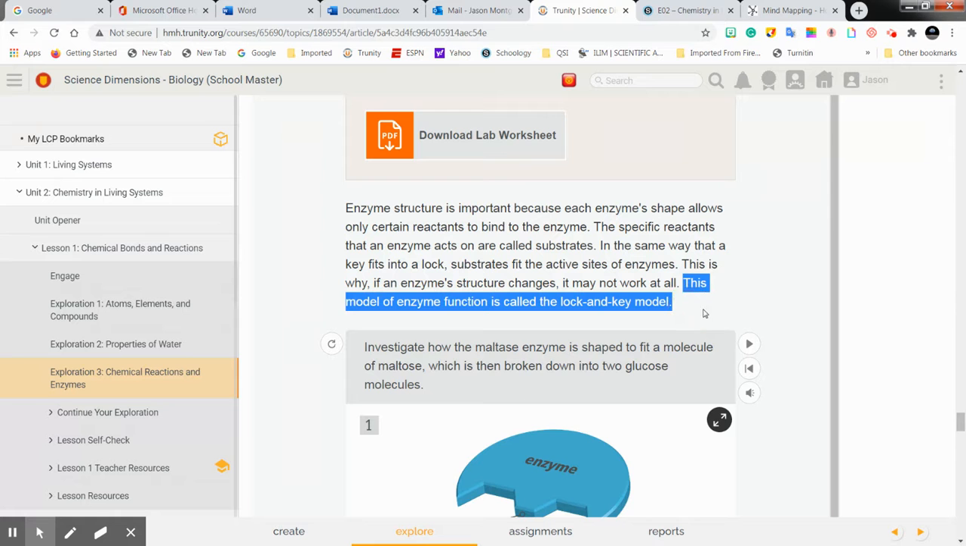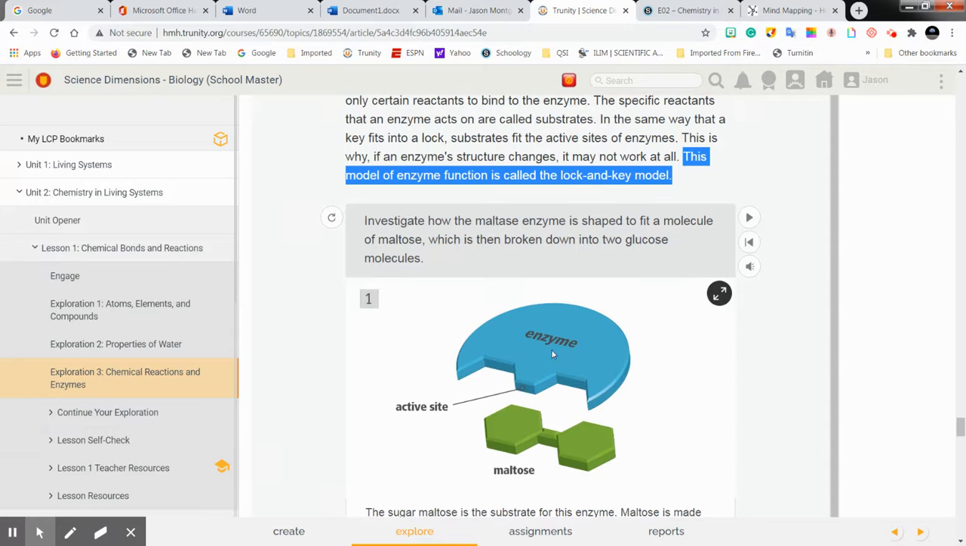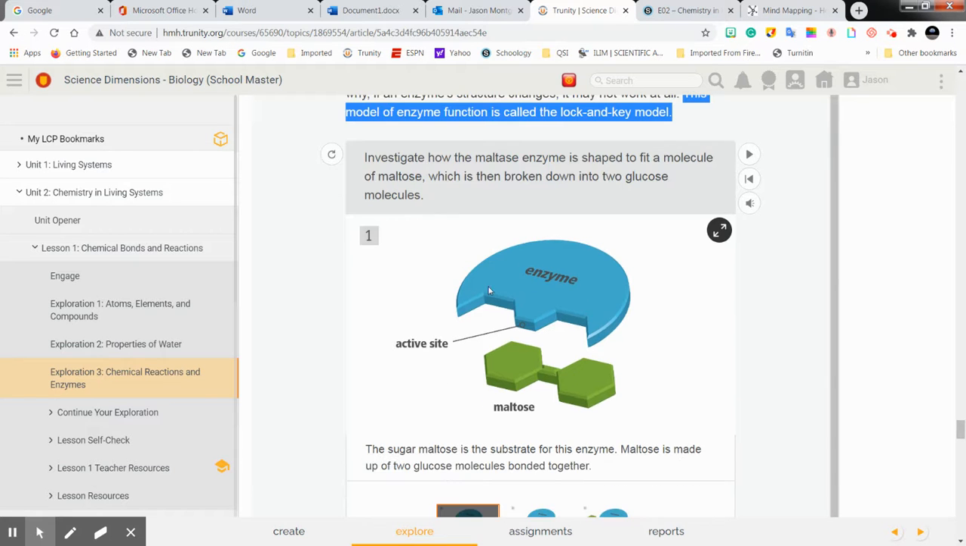All right, so here's a good example of the lock and key model. So the enzyme here is maltase, right? And the substrate is called maltose. Maltose is the thing that's being broken down. As you can see, maltose is basically two glucose molecules bonded together. And the enzyme here is in the shape of the substrate. So the sugar maltose is broken down once it comes in contact with this enzyme. Right, it's a lock and key. You can think of this like the lock, and you can think of this part like the key.